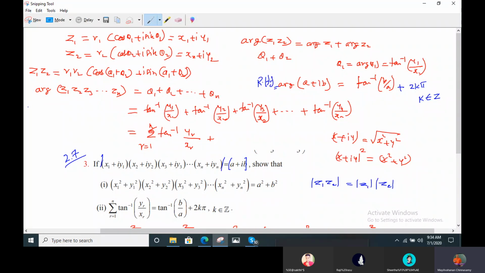So LHS is the argument of the terms, which is nothing but the sum over r from 1 to n of tan inverse of yr by xr. Both are equal because the argument of the product of complex numbers equals the sum of the arguments. Using that formula we are writing it. Understand, dear students? Argument of the product of the complex numbers equals the sum of the arguments. Using that formula, we can prove the second result. Understand, dear students?